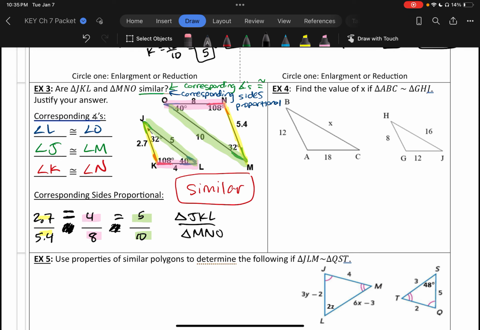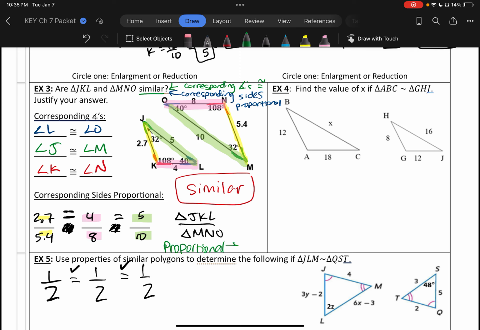We're going to check, what does it simplify to? 2.7 over 5.4. I'm going to write this down here and I'll erase it later, but this simplifies to 1 over 2. 4 over 8 simplifies to 1 over 2. 5 over 10 simplifies to 1 over 2. All these ratios are equal, so that means that the corresponding sides are proportional.